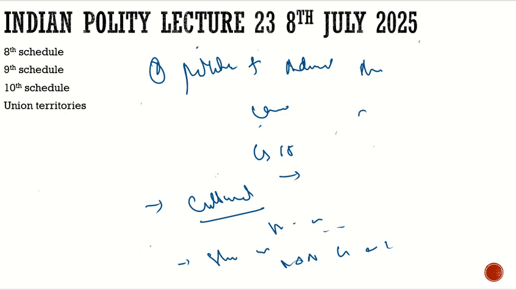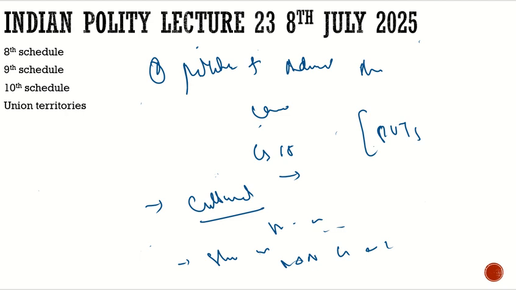Right now we have 8 UTs. How many UTs do we have? 8. What are these 8 UTs? We have Ladakh, Lakshadweep, Andaman and Nicobar, Chandigarh, Daman and Diu, and Dadra and Nagar Haveli. Then we have Delhi, we have Puducherry, and we have Jammu and Kashmir.